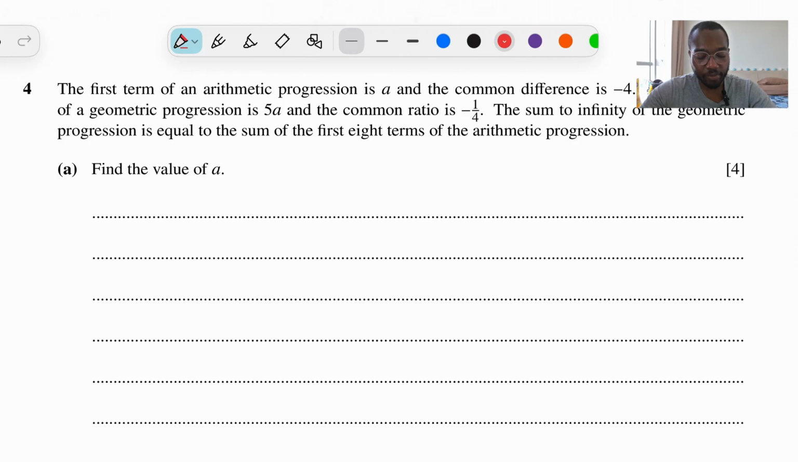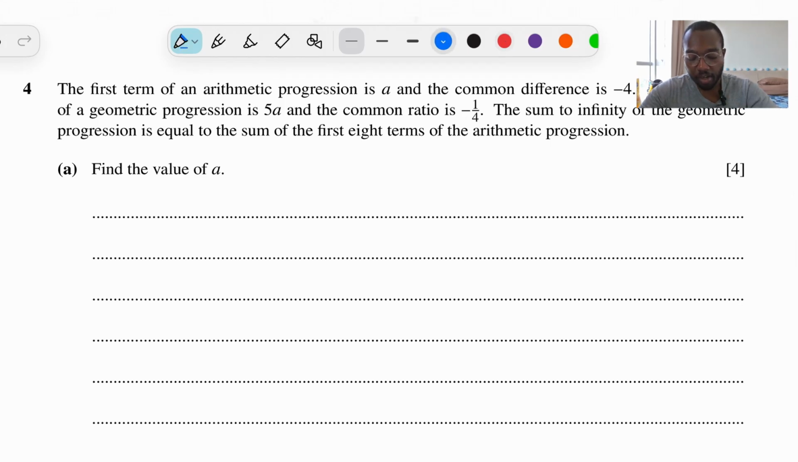So for question 4, we have the first term of an arithmetic progression is a, and the common difference is minus 4. The first term of a geometric progression is 5a, and the common ratio is 1 over 4. The sum to infinity of the geometric progression is equal to the sum of the first 8 terms of the arithmetic progression. Find the value of a. Okay, so there's a lot to unpack here.